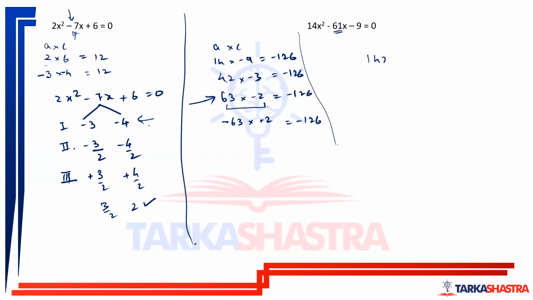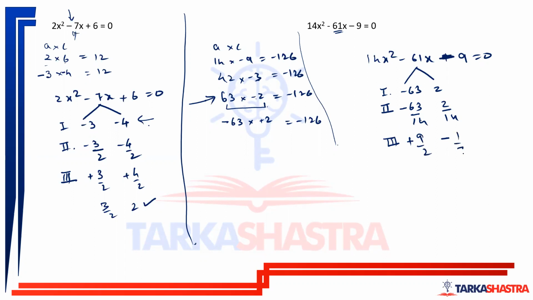Okay? So 14x square minus 61x minus 9 equal to 0. We split it into two terms. First term is -63. Second term is +2. Second step is very easy: -63/14 and 2/14. Third step, again very easy. Change the sign. This minus will become plus and this plus will become minus. 63/14 is 9/2 and this is 1/7. These are the roots of the quadratic equation.